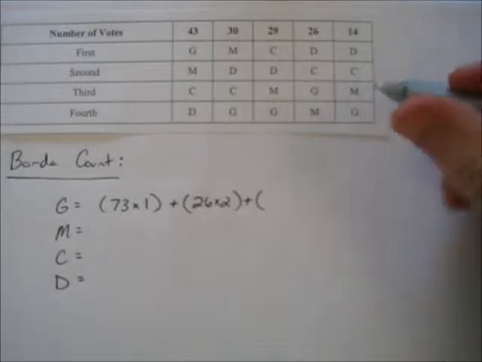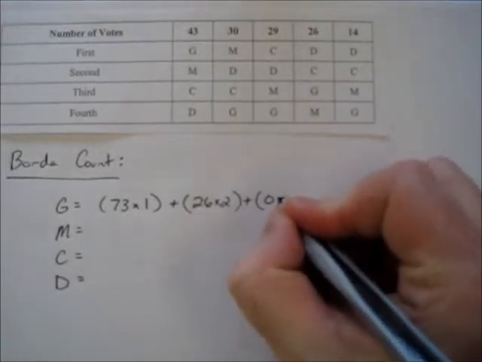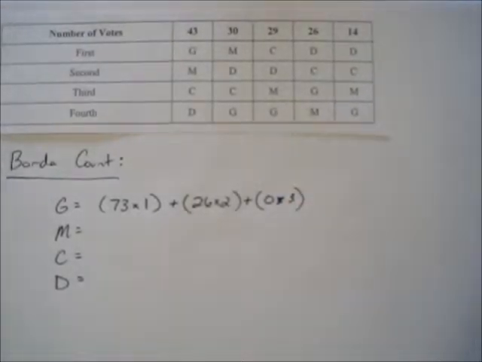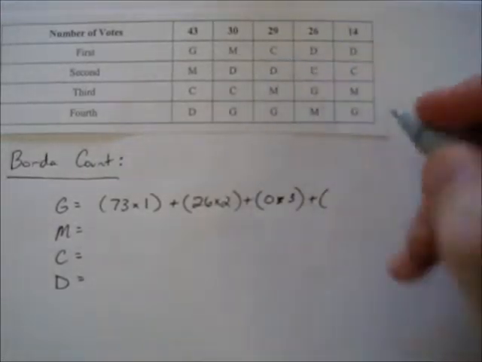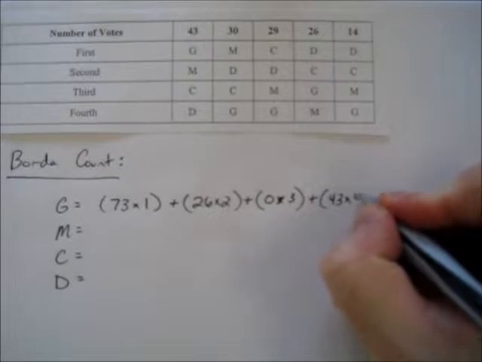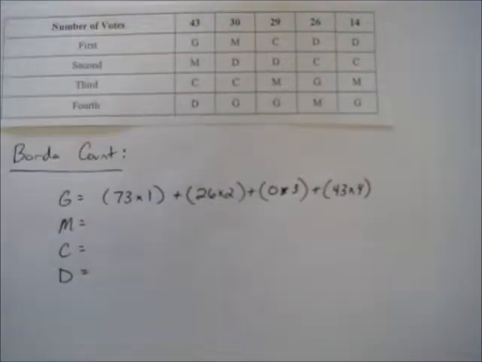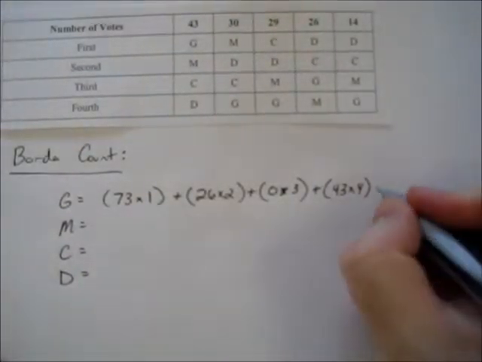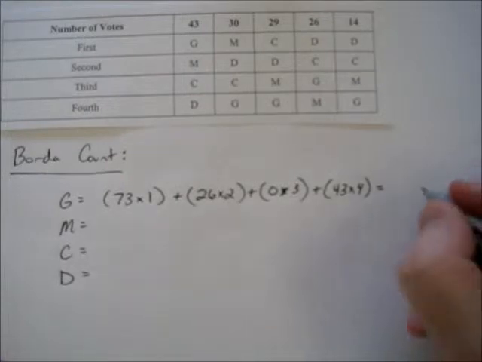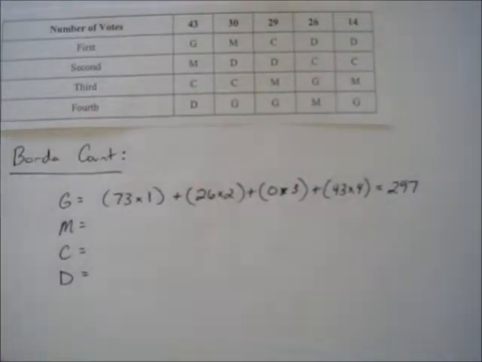Up one more, nobody put Gateway there. So those votes would have been worth 3. And then at the top, we had 43 people who voted Gateway first, and those votes are all worth 4 points each. So we'll total that up and come to a total of 297.